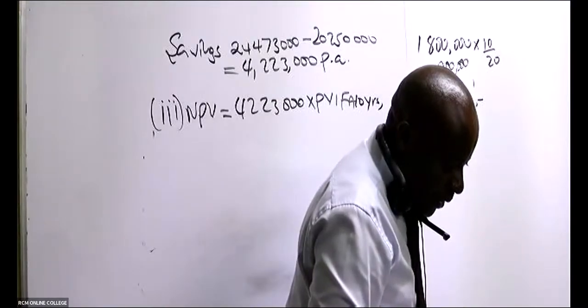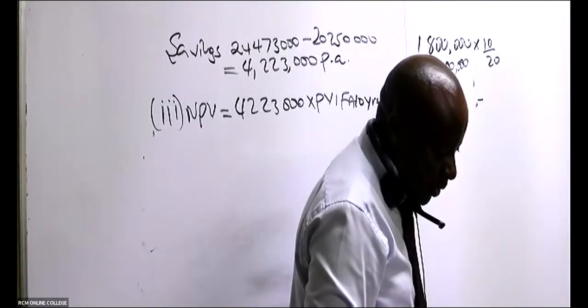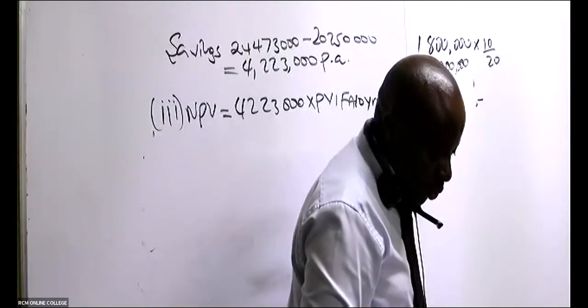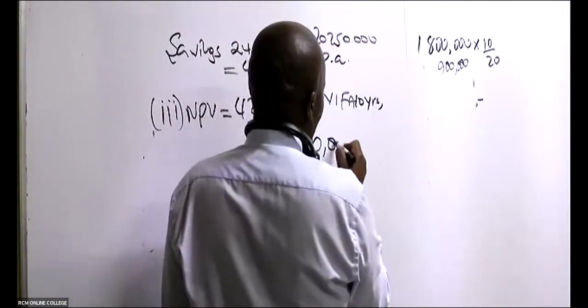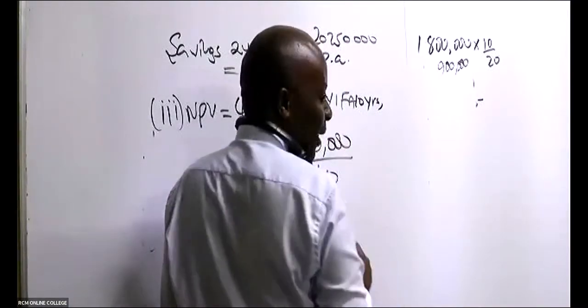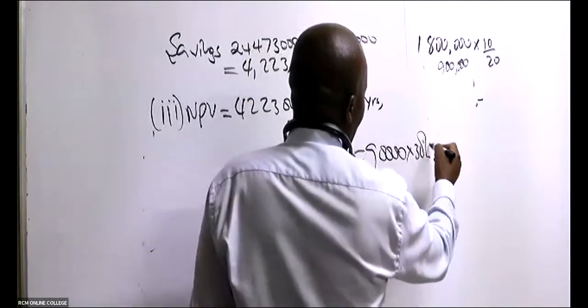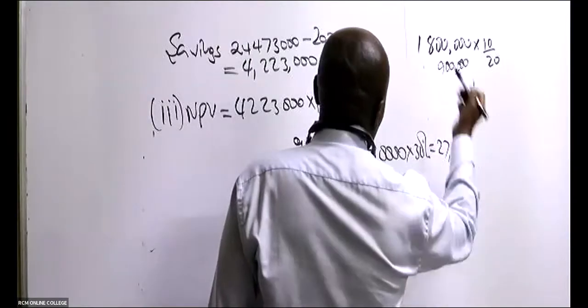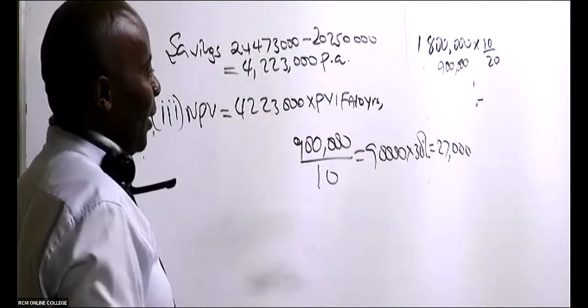Yeah, it is 27,000. Oh, I don't know whether I took it as 270,000. Yeah, was it? You see, it was 900,000 that flotation cost, but we divided this by 10, so we got 90,000 times 30%. That is how we got that 27,000. Thanks for asking. That's how we got the 27,000.